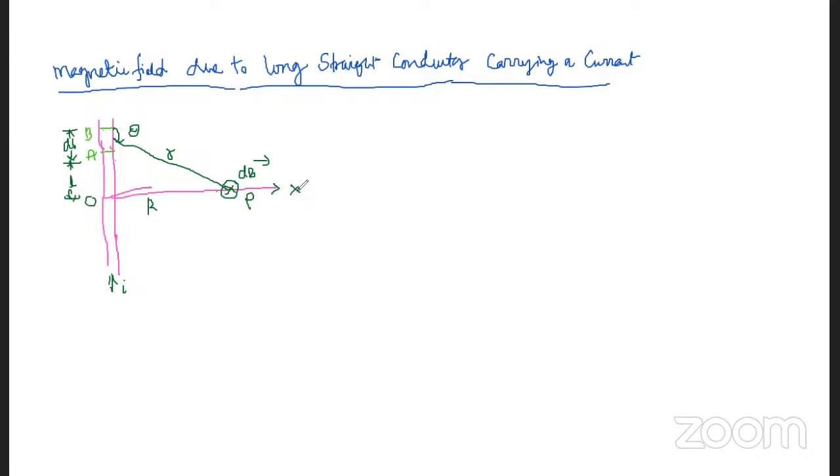The distance between O and P is r, and O is the foot of the perpendicular from the point P to the conductor. We considered a small element AB of length dl of the conductor.